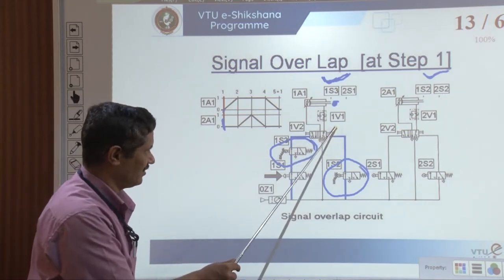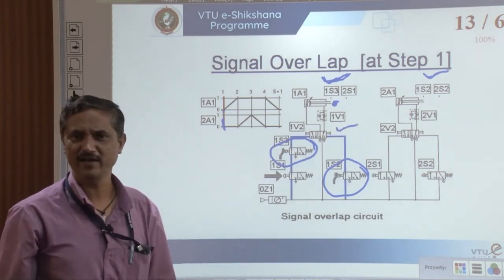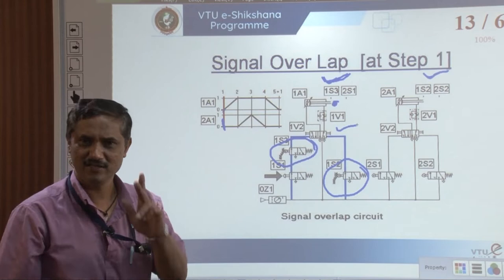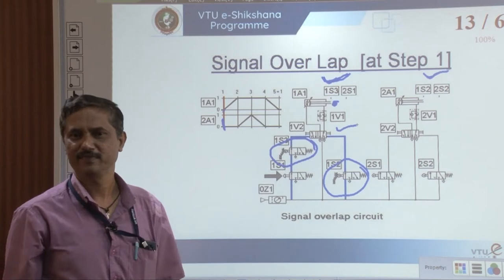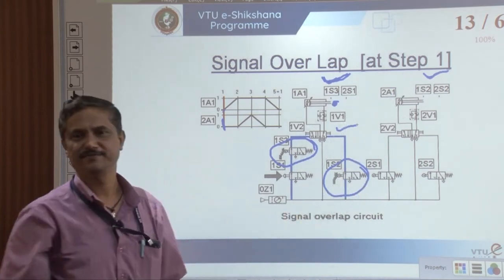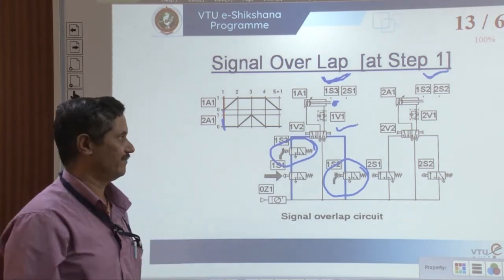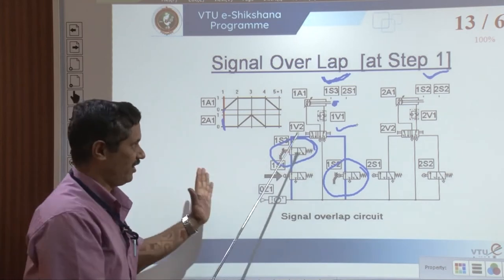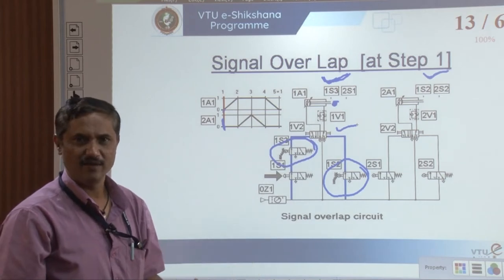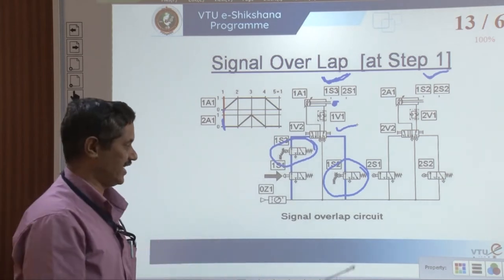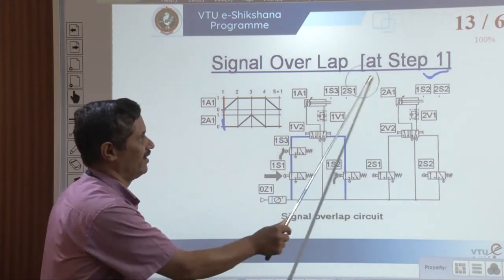If you observe this, you can find something here. This is the valve I was talking about. This valve is now getting both the signals, because 1S3 is pressed and also 1S2 is pressed. This possibility is at the starting, when both are at the retracted end. So this final control element is getting a signal on both the set and reset sides. The valve gets confused at this point of time about what it should do.